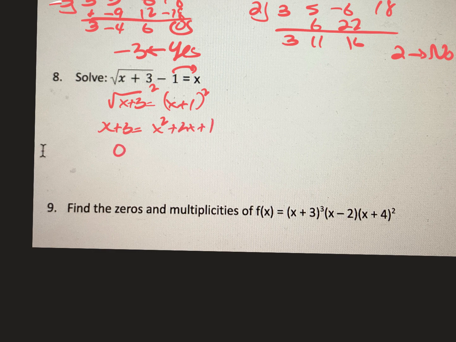Because there's an x squared, I need to move everything over. If I take that x over there, makes it minus x. 2x minus x is 1x. And then take the 3 over, I get minus 2. So it gives me minus 2. Factor it, I get x plus 2 and x minus 1. So my 2 answers are negative 2 and positive 1 maybe.